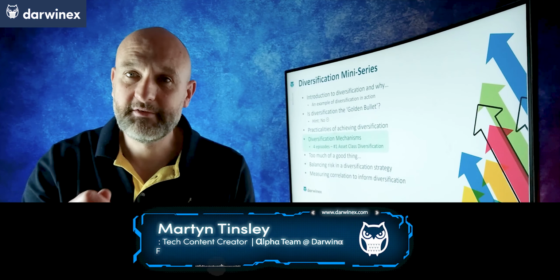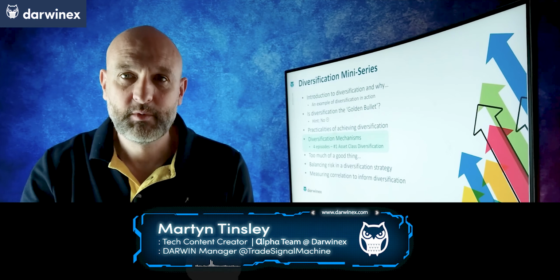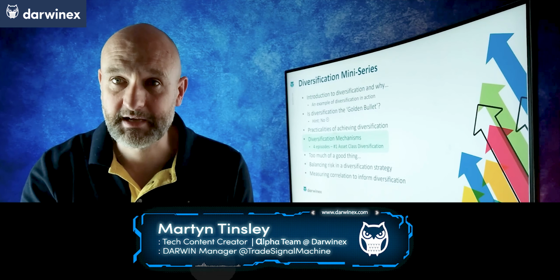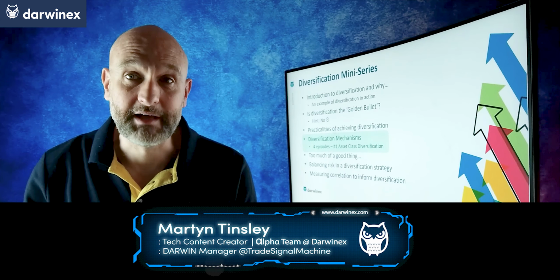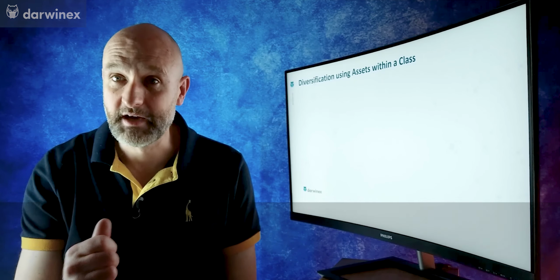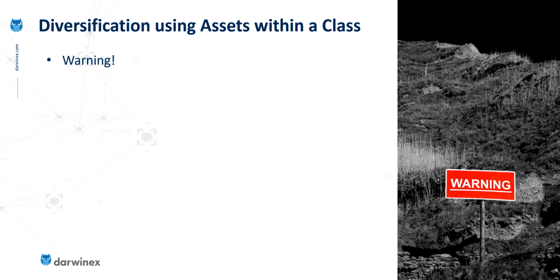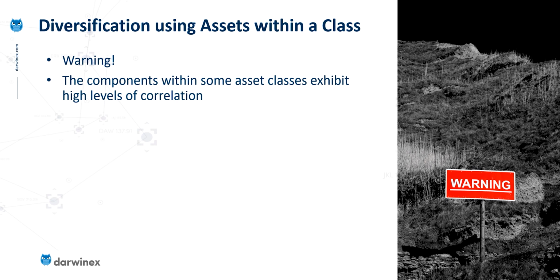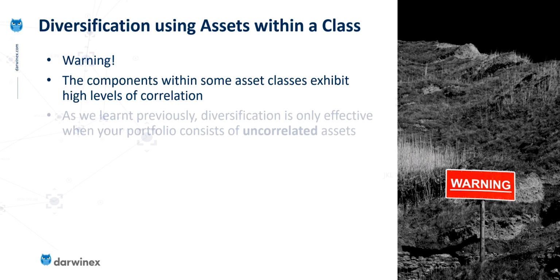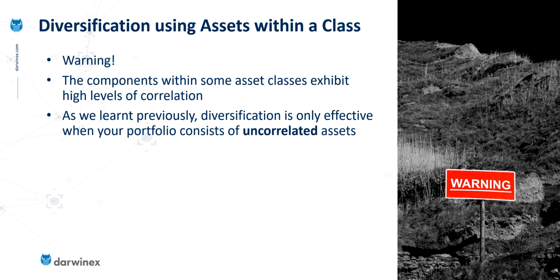So, as I said in the introduction, last time was the first technique that we covered, which was diversification across asset classes. So let's now move on and look at diversification within an asset class. Now here, there's a warning. The component assets of some asset classes have high levels of correlation. And as we've learnt previously, diversification is only effective when your portfolio consists of uncorrelated assets.